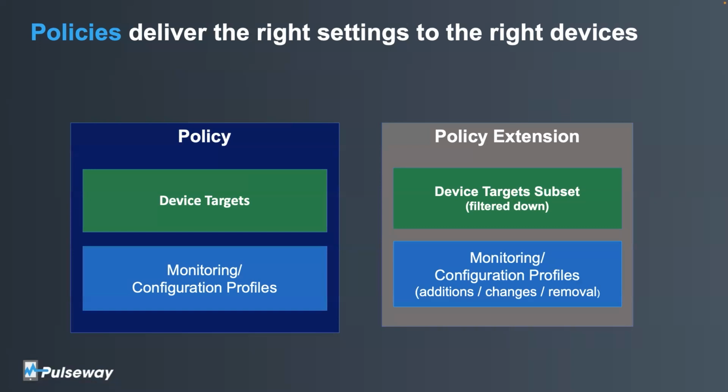So you've got your profiles and your target devices in your policy, and then in the extension, you will have a set of criteria that effectively creates a subset of those targets, and also creates variations on your profile that will apply to that subset.